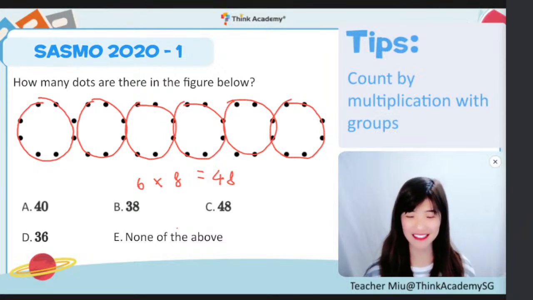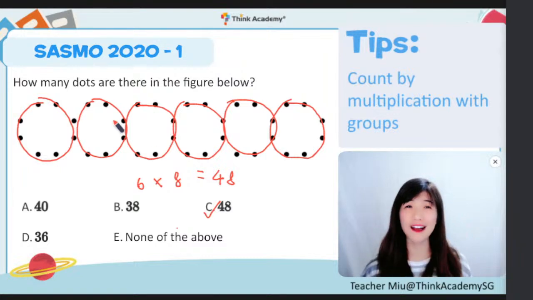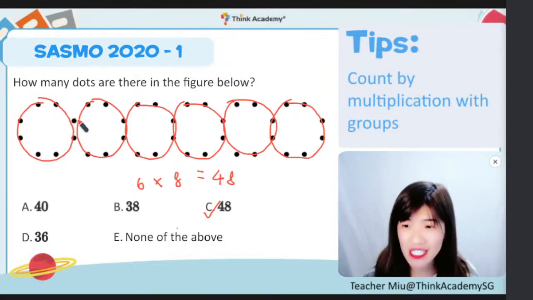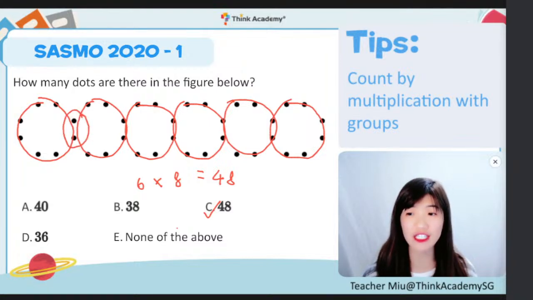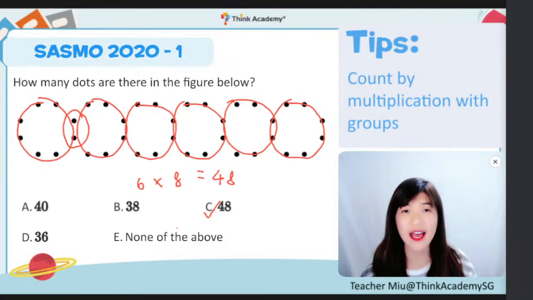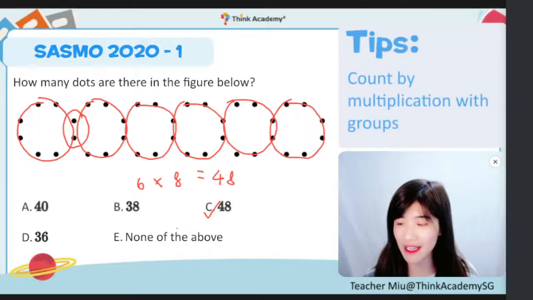Guys, what do you think? Is 48 the correct answer? Am I right? Not really, right? What's wrong? Look at this part where we are talking about groups of 8. These 2 dots are actually the overlap, which means we have counted them twice. That will make us get the wrong answer. So how can we make it correct?